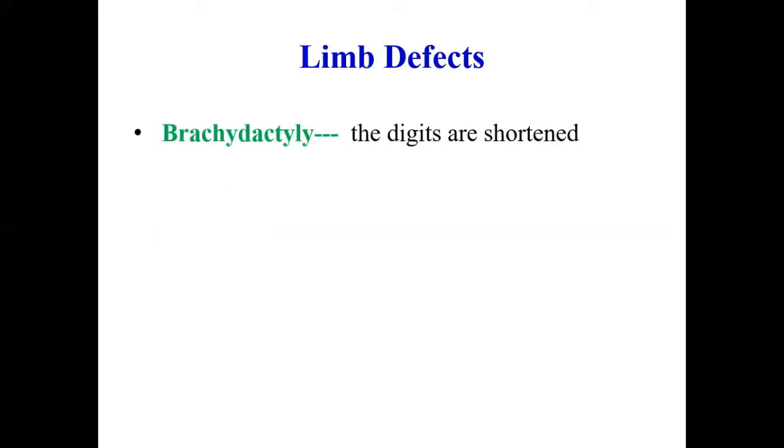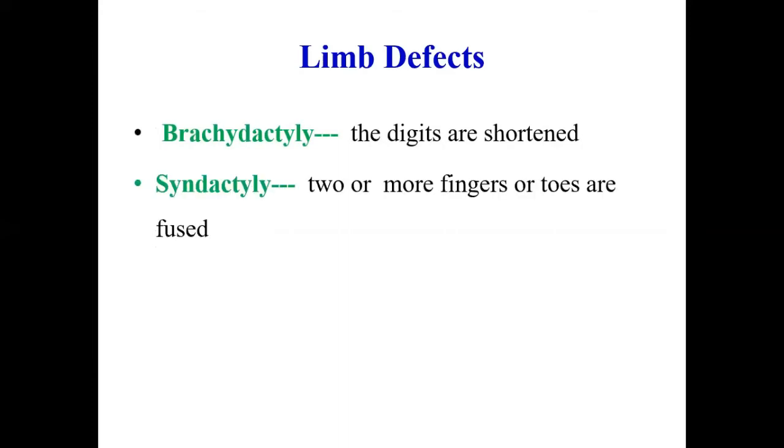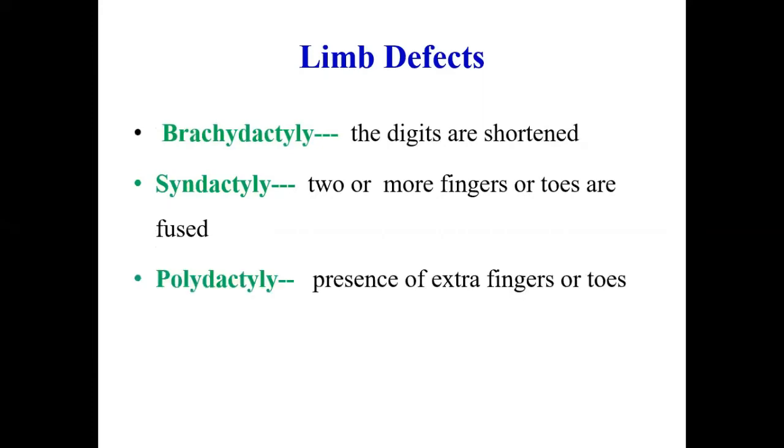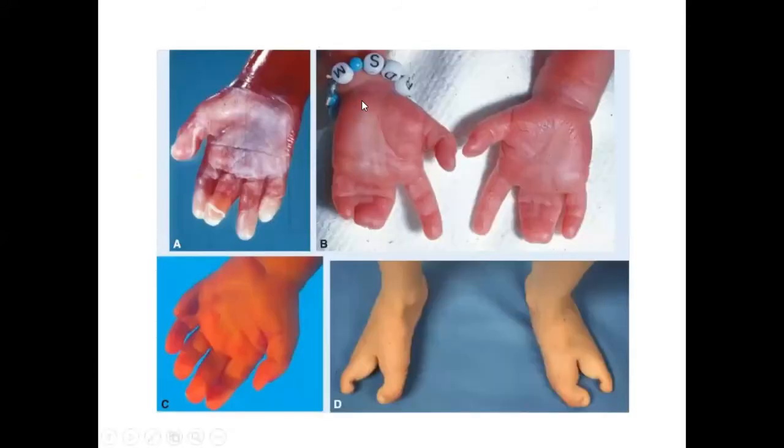Brachydactyly means digits are short. Syndactyly means fingers or toes are fused. Polydactyly means presence of extra fingers or toes. And ectrodactyly means absence of a digit. These are the pictures of some limb defects.